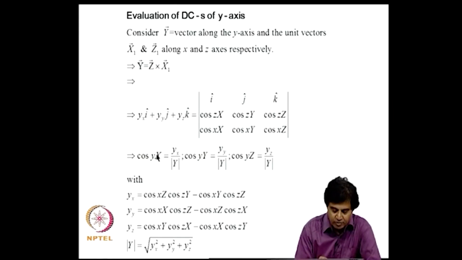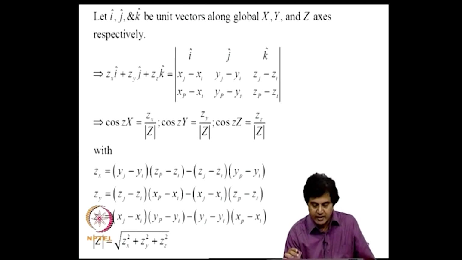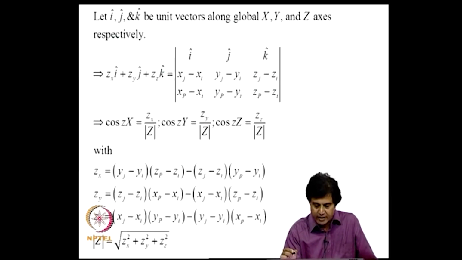Consequently, I get cos y x, cos y y, cos y z in terms of components y x, y y, y z and the norm capital Y, modulus y, which is square root of y x square plus y y square plus y z square. So, this procedure can easily be implemented on a computer. What needs to be done is you have to select a point P in the local x y plane, making sure that it does not lie on the x axis, and select P in the first quadrant of the local x y plane. That would help us in keeping track of signs and getting the right answers.